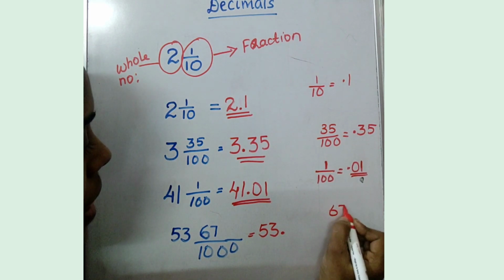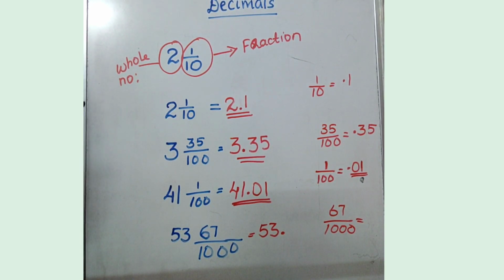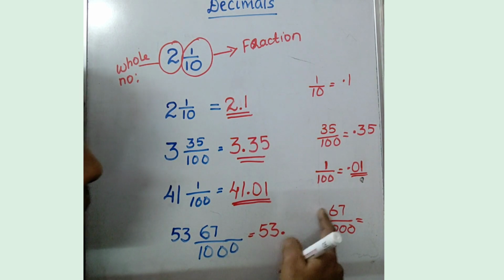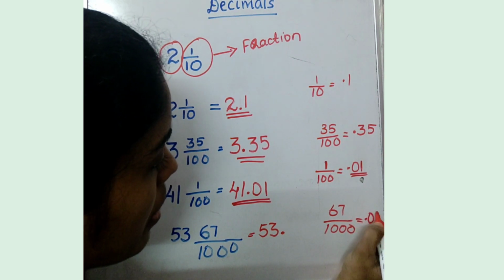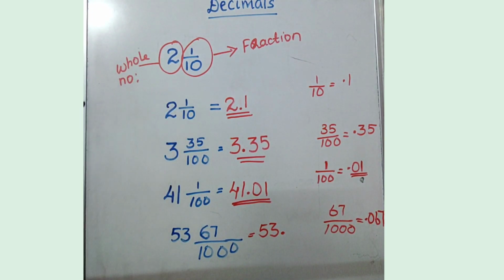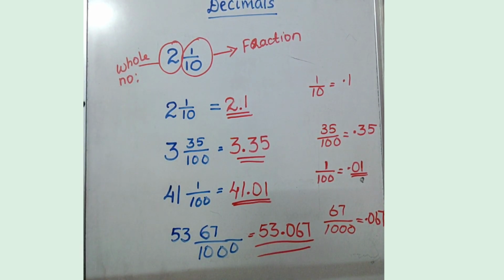Then 67 by 1000. Here look, how many zeros? 3 zeros. So how many decimal places? 3 decimal places. Here how many digits? 2 digits. So we have to add a 0 at the beginning of this number. So the answer will become 0.067. This is the answer. So zeros determine the decimal places of the fraction.